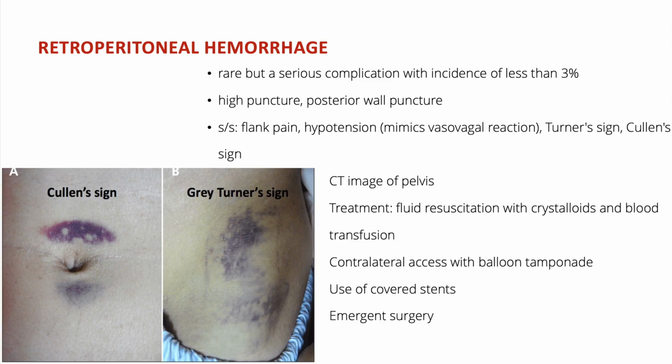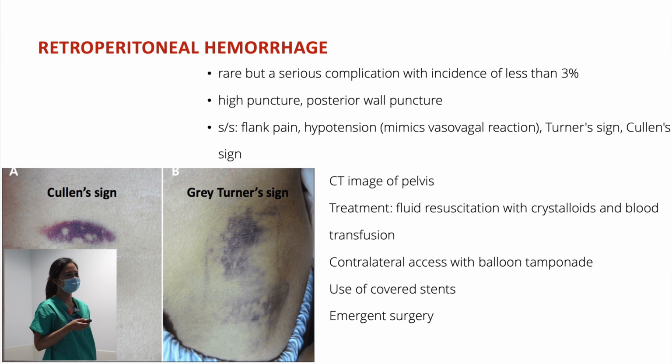Okay, so this one. The photo on the left is the Cullen sign. It's bruising in the umbilical area. And the right is Grey Turner sign. It's bruising on the flank. So when do you see these signs? What complication of femoral access? Correct. So retroperitoneal hemorrhage. It can mask as a vasovagal reaction. You get the same symptoms, flank pain, hypotension, but this is the sign that you need to look for retroperitoneal hemorrhage.